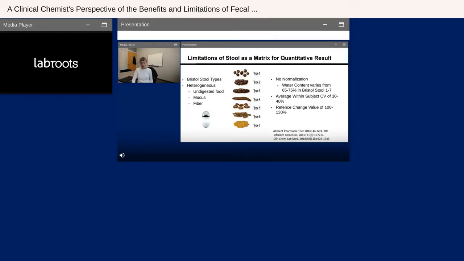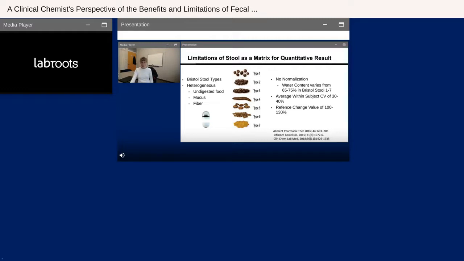But there are other limitations for stool as a matrix for a quantitative result. Mostly there's no normalization. For urine testing, we often normalize to creatinine. The creatinine gives us a hint if it's really dilute or really concentrated, and we can normalize whatever analyte was tested in the urine based on that. There's no marker like that for stool testing, and the water content varies. Stool is mostly water, about 65 to 75% in the different Bristol stool types.